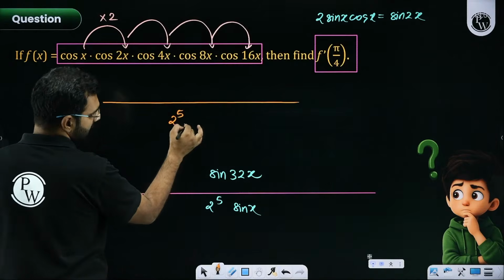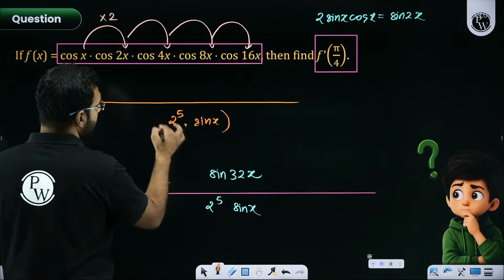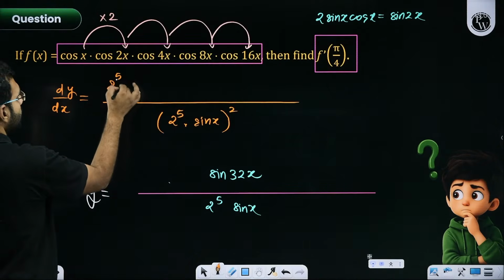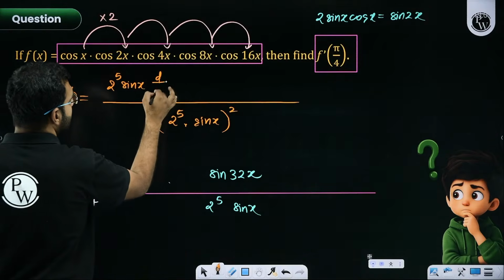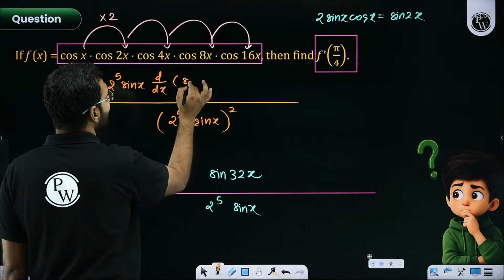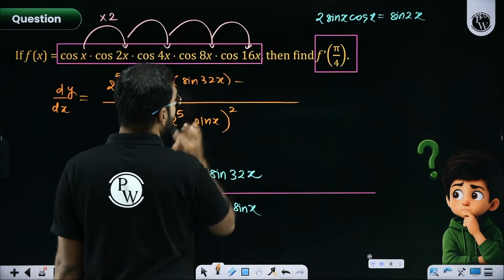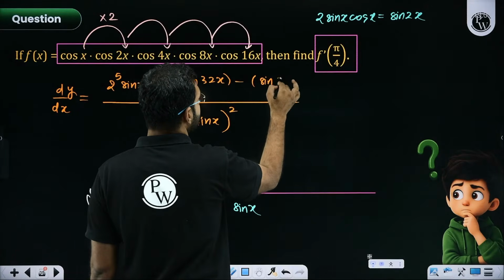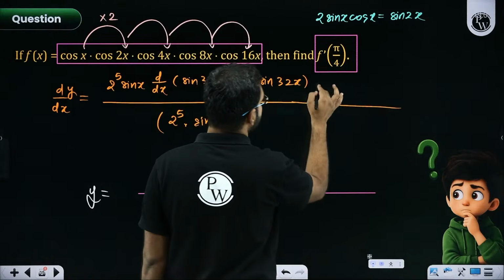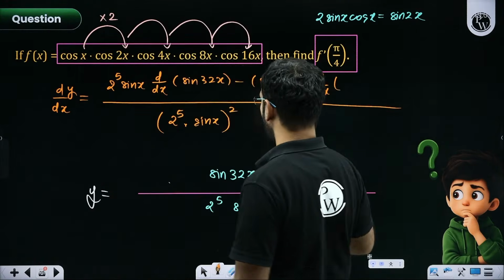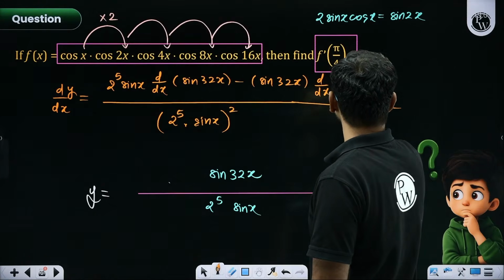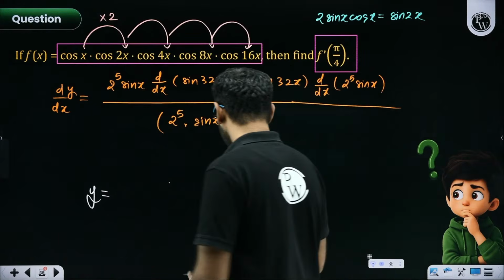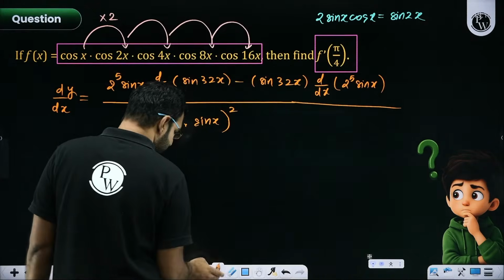So 2 to the power 5 times what? Sin x should be squared. Then the denominator as it is, meaning 2 to the power 5 sin x. Then the derivative of the numerator, which is sin 32x, minus the numerator as it is, which is sin 32x, times the derivative of the denominator, which is 2 to the power 5 sin x. Correct me if I'm wrong. Everybody got this? Everybody understood it? Everybody processed it? It's now simply a matter of simplification.